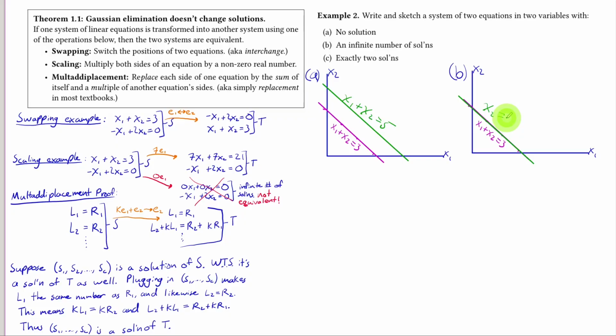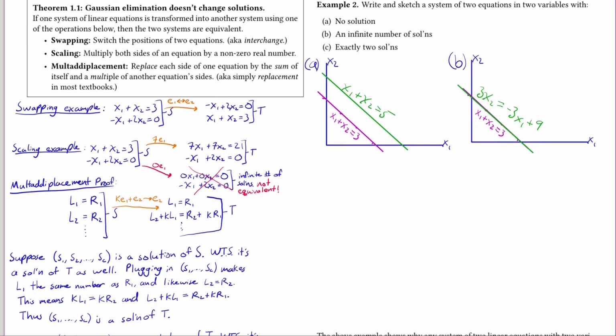Sometimes it's going to be not that obvious that they're the same. Maybe the second equation looks like 3x2 equals negative 3x1 minus 9. Or wait, that should be plus 9. There we go. So yeah, those are the same, essentially, even though they look different. So that's an infinite number of solutions because every point on both the lines is a solution of the system.